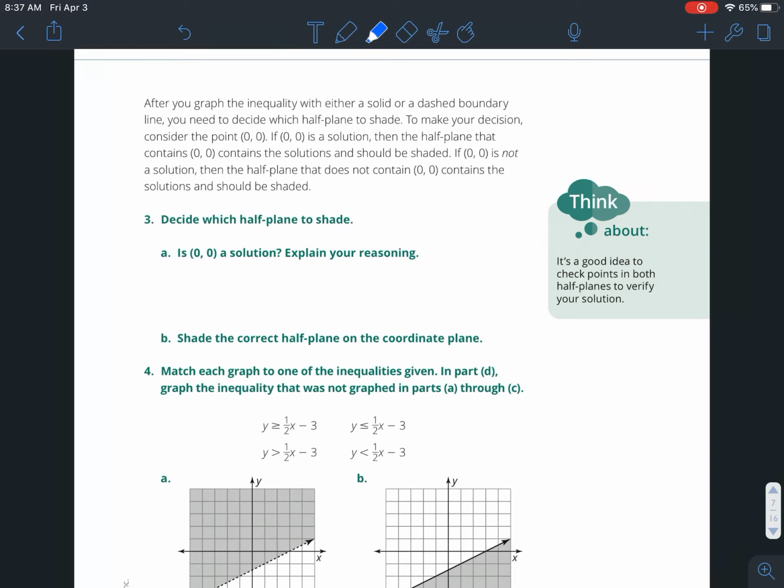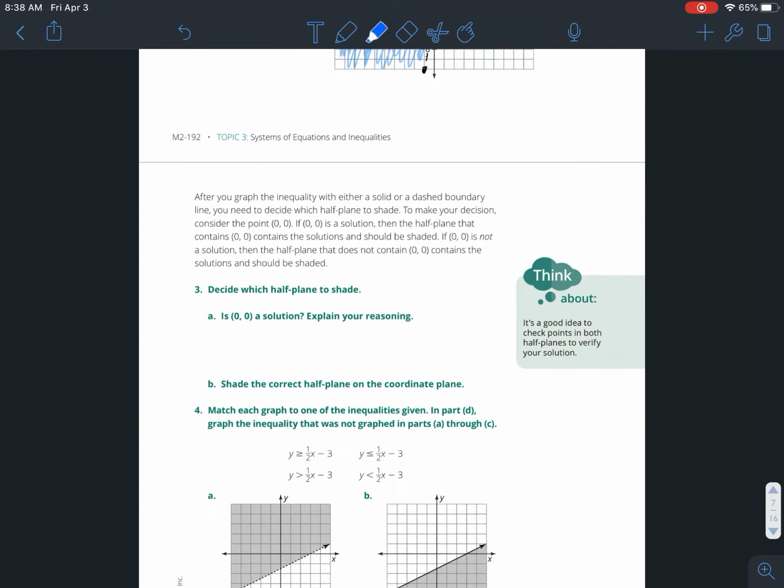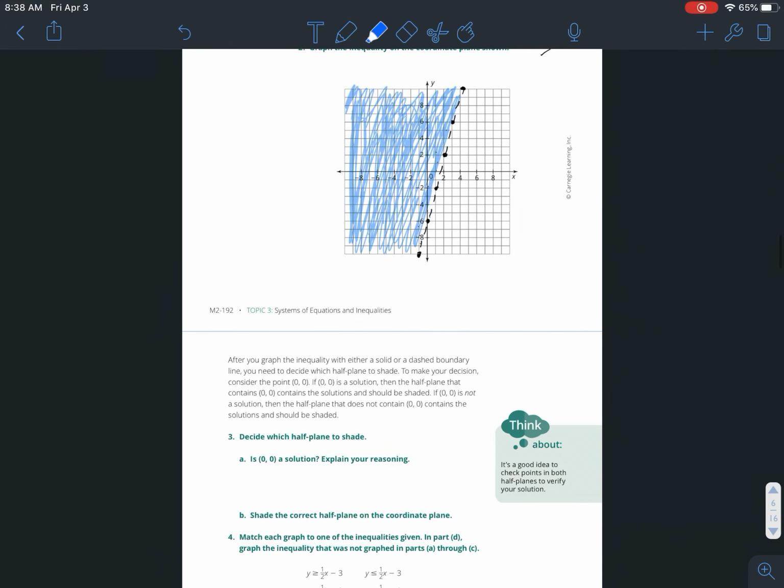So decide which half plane to shade. Is 0, 0 a solution? Explain your reasoning. So we're going to look back at this. Okay? So this is how we're going to figure this out.